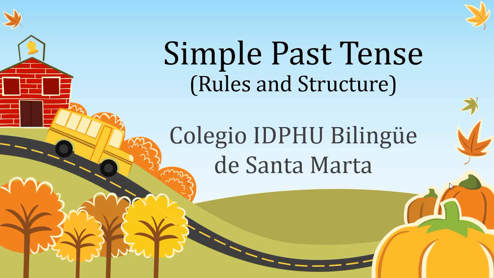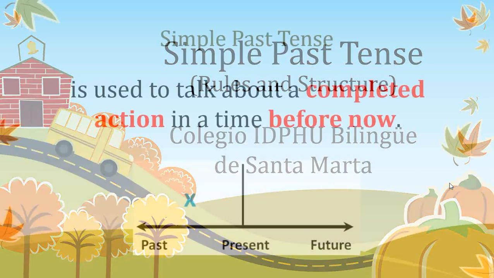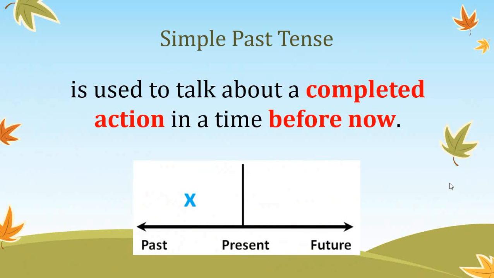Today we are going to learn about simple past tense, its rules and structure. The simple past tense is used to talk about a completed action in a time before now, before the present. As we can see, we have present, future, and past. The past is before the present, so the action is happening in this space.